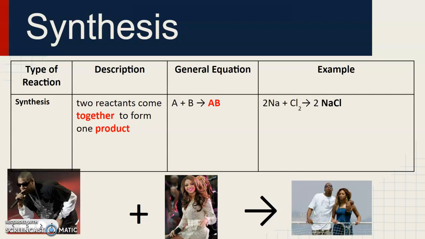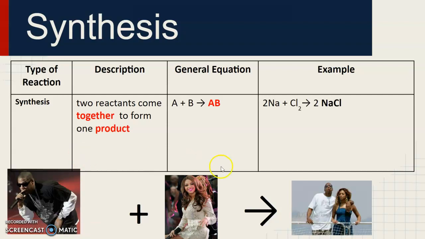Okay, so let's talk about the first type of reaction that goes in that first row of your table. We're talking about a synthesis reaction. Now, if you synthesize something, you create something. So if you're synthesizing it, you're making something new. So this is when 2 reactants come together to form one product. The general equation is A plus B will yield AB. So 2 elements come in, 1 compound comes out.